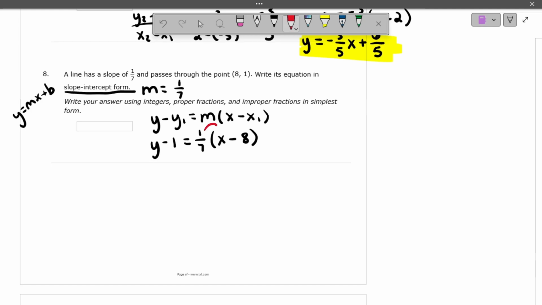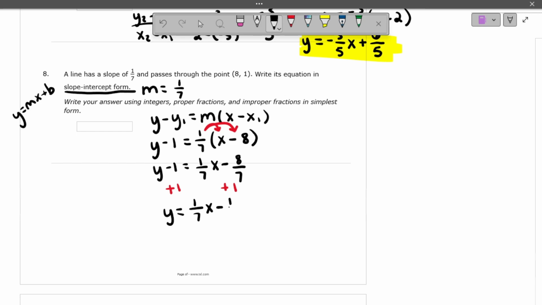So as always, we distribute this 1/7 into that x and into that negative 8. So let's bring down our y minus 1, and then we'll get a 1 over 7 times x, which is 1/7 x. And we have a 1 over 7 times a negative 8, and this will be a negative 8 over 7. So now let us add this 1 to both sides, since our goal is to get y all by itself over there. So this negative 1 and that positive 1 will cancel, so we will get y equals 1/7 x, and then a negative 8 over 7 plus 1 will be a negative 1 over 7. And that is our answer.